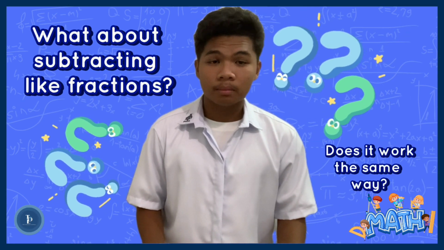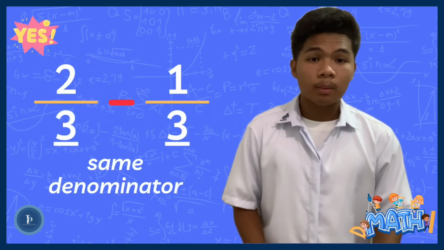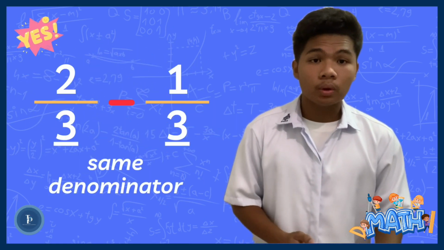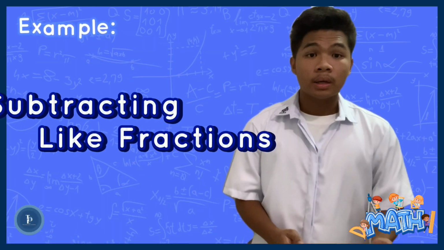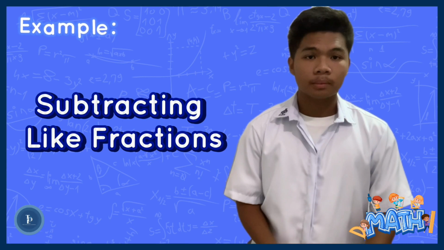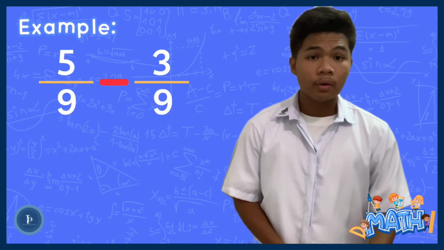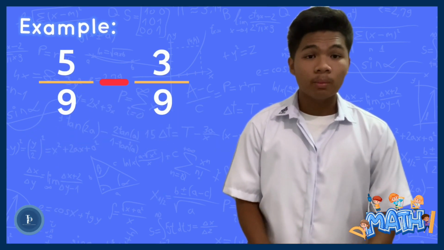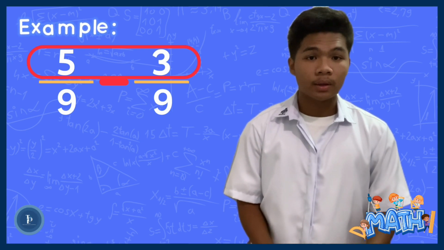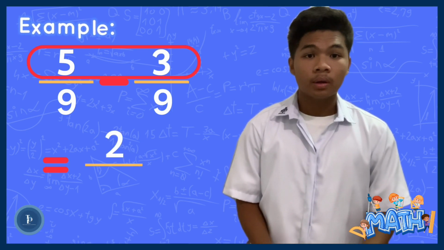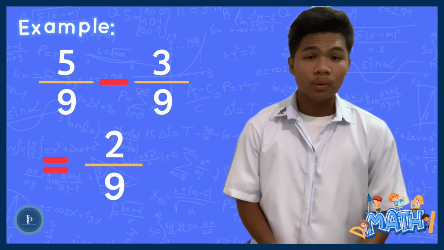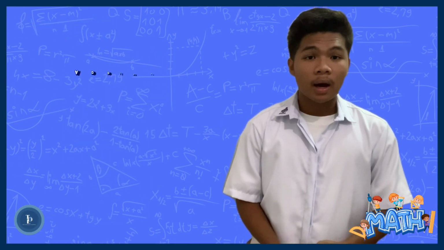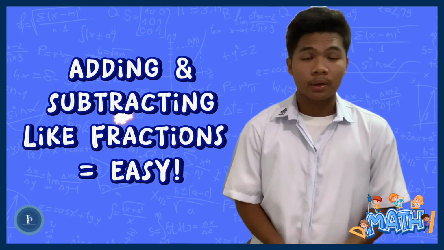Does it work the same way? Yes, it does. If the denominators are still the same, all you have to do is subtract the numerators and keep the same denominator. Here's an example of subtracting like fractions: 5 over 9 minus 3 over 9. First, we subtract the numerators. So 5 minus 3 equals 2. But we just keep the same denominator, which is 9. So 5 over 9 minus 3 over 9 equals 2 over 9. See? Adding and subtracting fractions with the same denominator is easy.